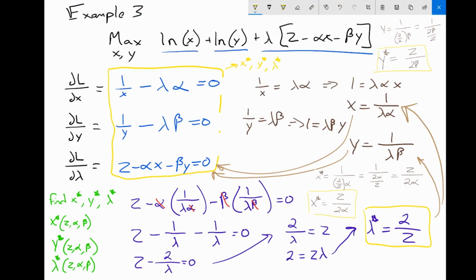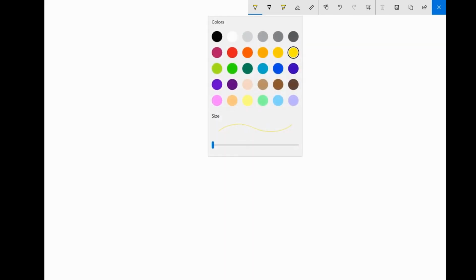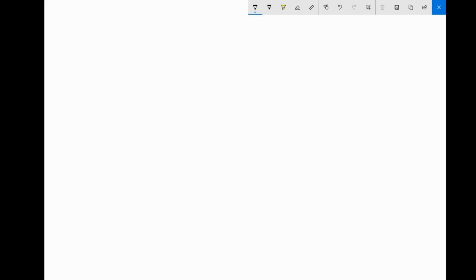Okay, so there we go. That is a complicated constrained optimization problem. All right, why don't we do one more example if you're not too tired. We'll do one more example, just because this is so complicated, I want to make sure that we get it.